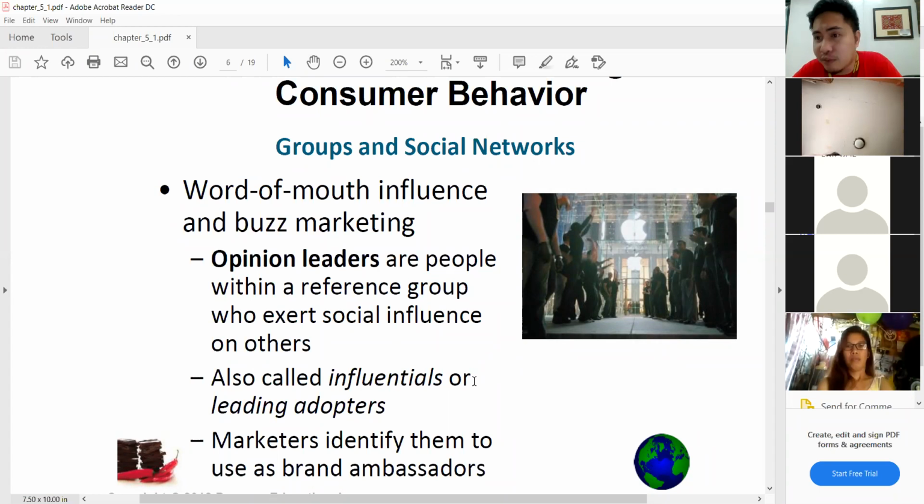So, word of mouth, influence, and buzz marketing. For example, if you follow specific people with a lot of followers on YouTube, Facebook, or Twitter, they tend to suggest something that you like. Or being like them makes you buy something that is affiliated or linked to them. That's why they are said to be opinion leaders. And opinion leaders are people within a reference group who exert social influence on others.